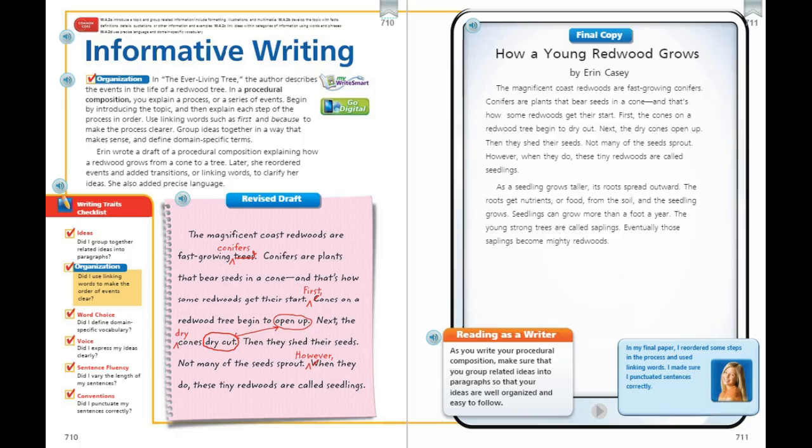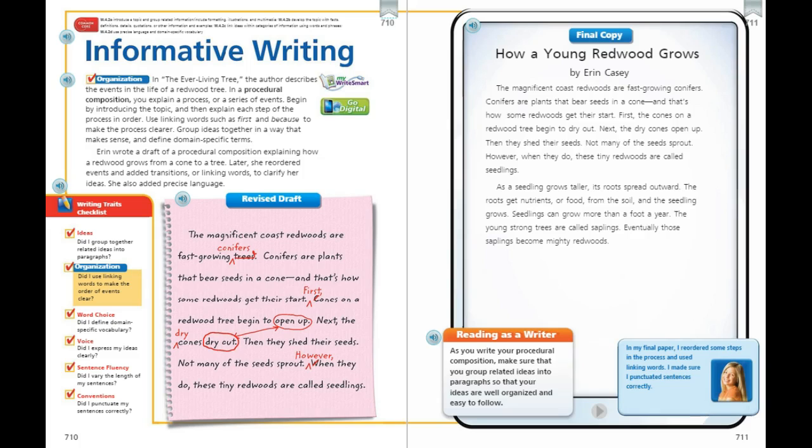Good writers use supporting facts and details to make the main ideas in a composition clear. Please turn in your student book to page 710. In The Ever-Living Tree, the author describes the events in the life of a redwood tree. In a procedural composition, you explain a process or a series of events.